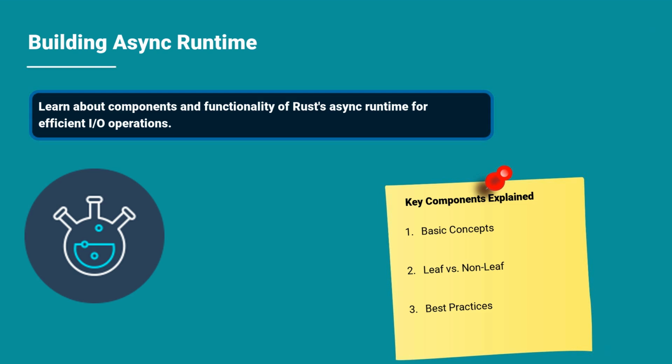A fully functional async runtime is the backbone of any asynchronous system in Rust, making it capable of handling I/O operations efficiently. In this lesson, we will dive into the essential components that comprise an async runtime, specifically focusing on the reactor, executor, and future.